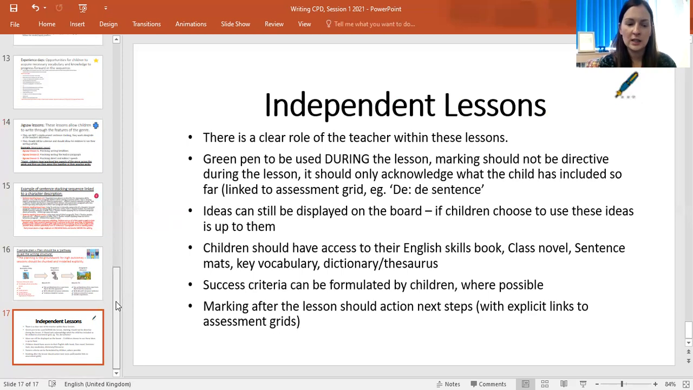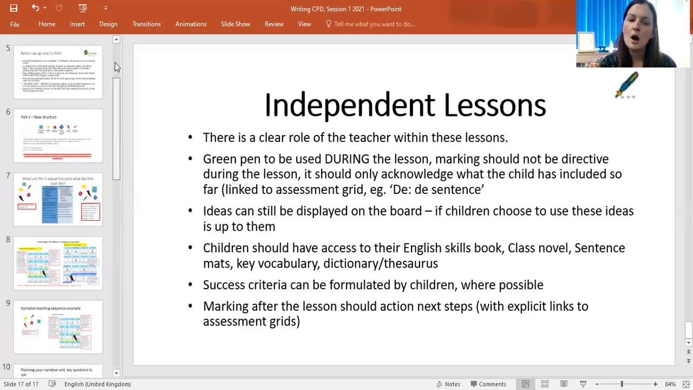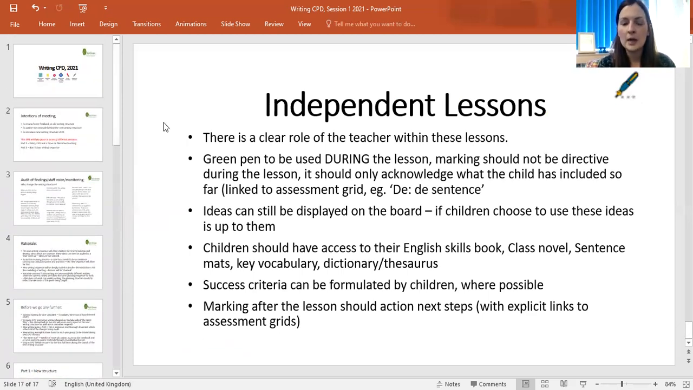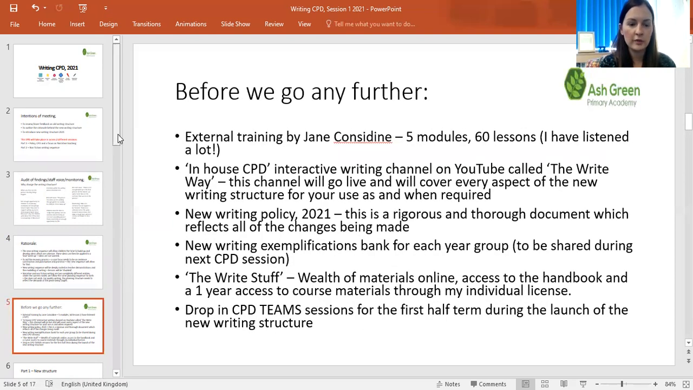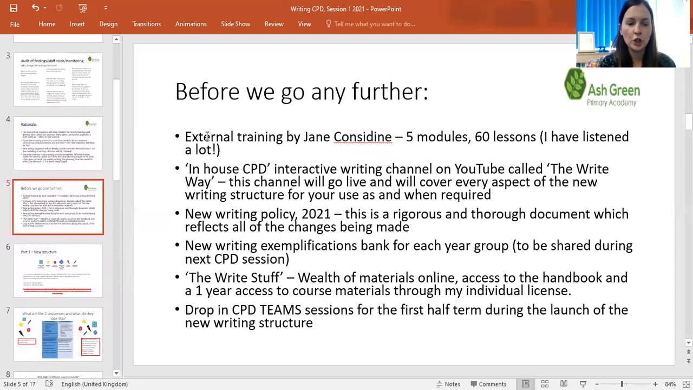So that really is a whistle-stop tour of our new writing structure. I've only focused on the symbols and the different aspects of it. And if I go back to that first slide, or one of the first slides, you will see all the different resources that are there to support you. So all of those things are on staff share. They're in English 2020, 2021.